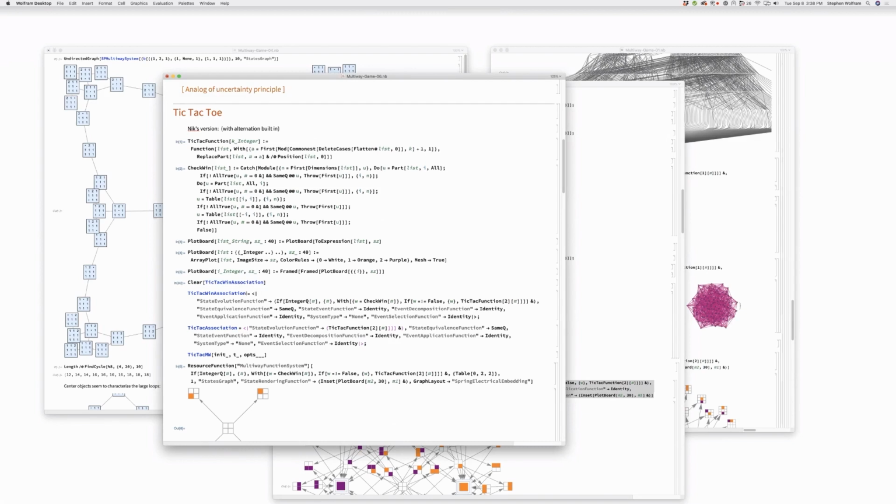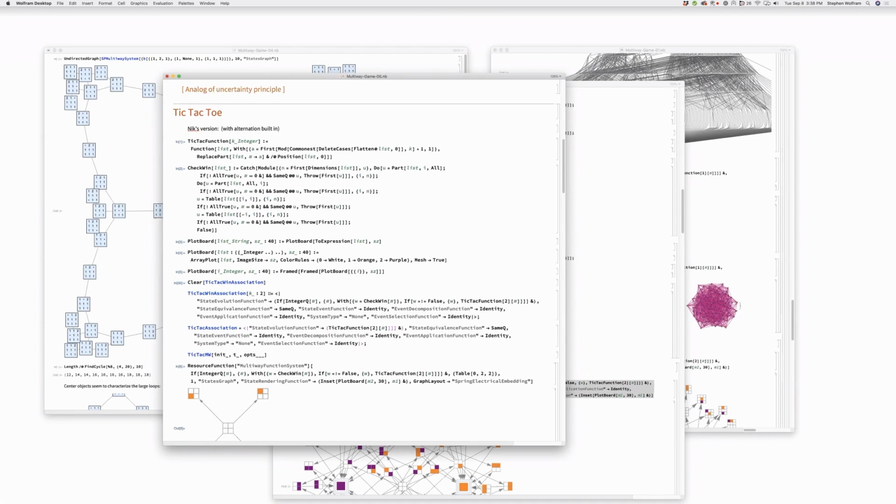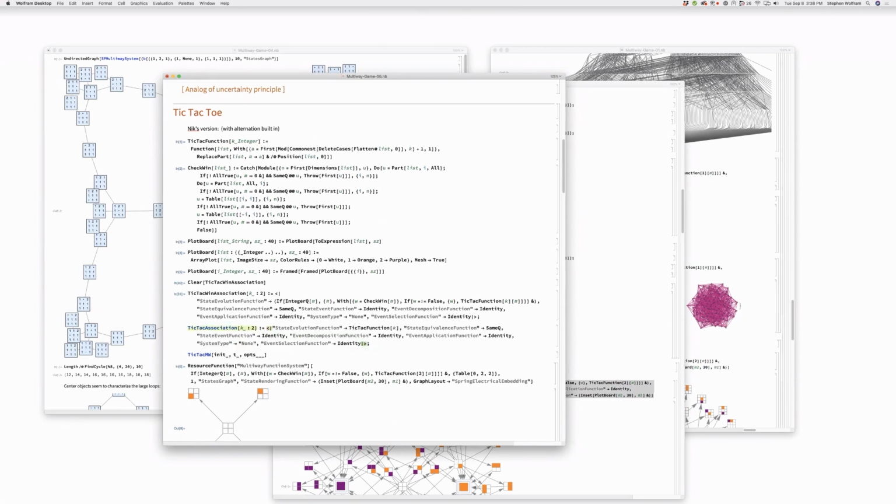This should be a function of k, the number of players. And that's there. Okay, tic-tac association of k is, so I think the state evolution function is just tic-tac function of k, if I'm not mistaken. Right? Do you believe that?